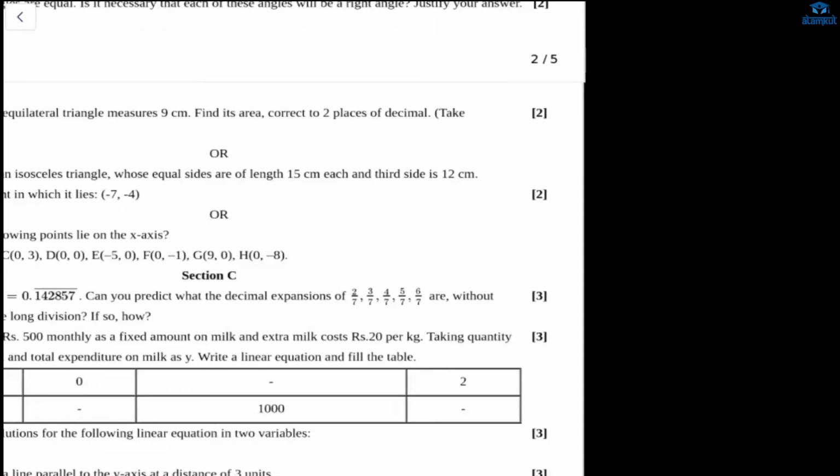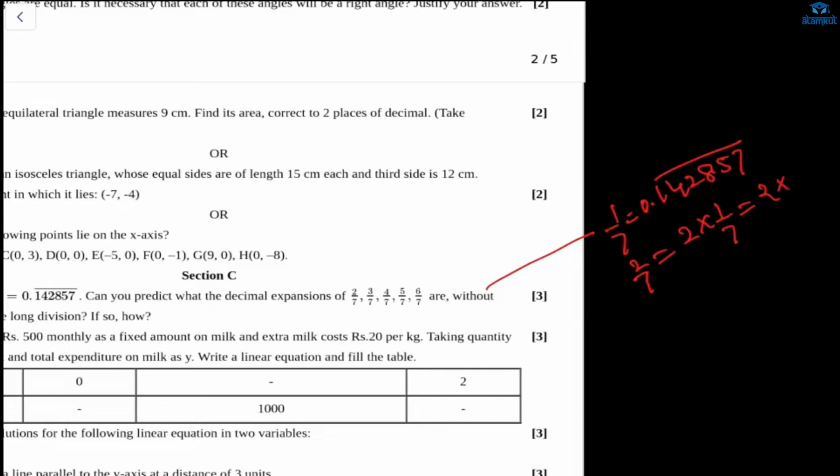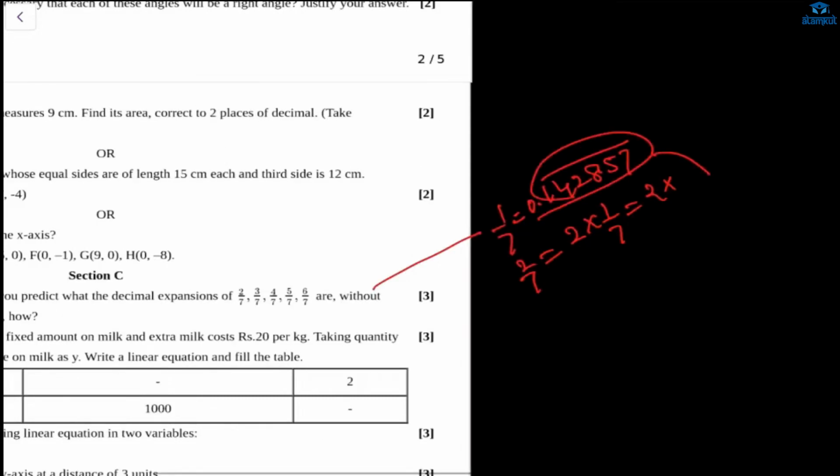So actually, what is there? Let me delete this. So the 1 by 7 value is given, that is 0.142857 bar. Ma'am, what if we multiply 1 by 7 into 2 so that we can get the value? Yeah, you only have to do that, because 2 by 7 can be written as 2 into 1 by 7. So you're just going to multiply 2 into the same value. Okay, so you will get the value of 2 by 7.